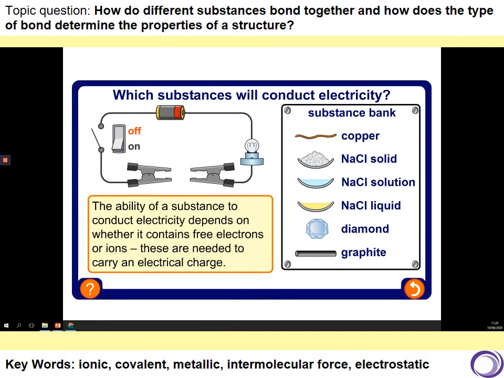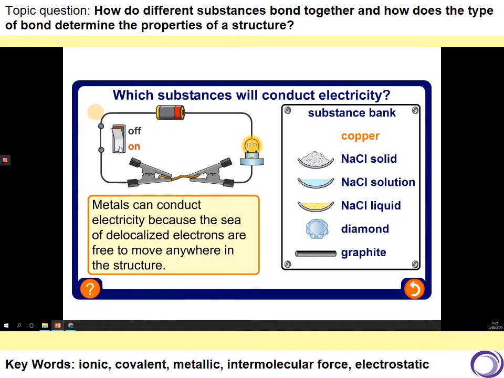Let's now have a look at the physical properties of ionic compounds. First of all, I'm going to start with something that isn't an ionic compound, the substance copper. Copper is a metal. What we're going to look at here is a circuit where we can put the substances into the circuit and see whether or not they conduct electricity. Now, we all know that copper conducts electricity. So if I put copper into the circuit and I turn the circuit on, the bulb lights up.